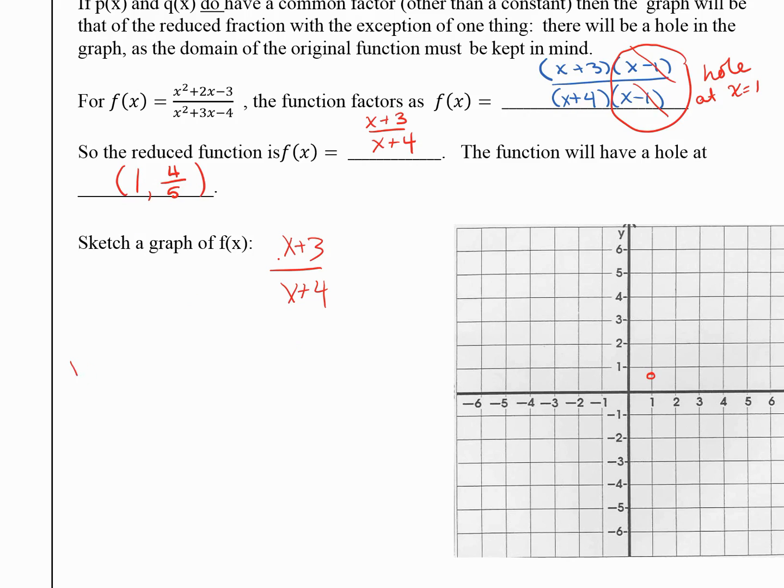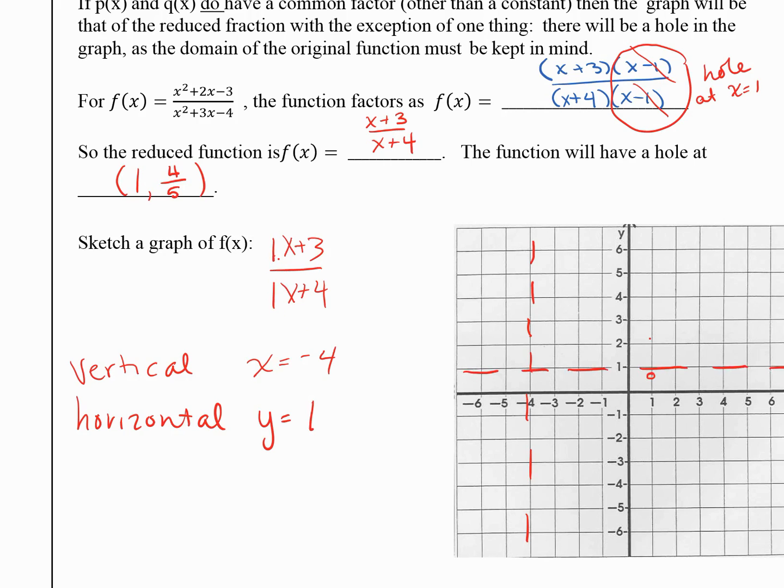Well, so we know vertical asymptote. This is going to happen when the denominator of our reduced function is 0, so that'll be at x equals negative 4. Okay, we know that the horizontal asymptote, since the degrees are the same at the top and the bottom, we would take the coefficient of the top, which is 1, over the coefficient of the bottom. So just 1 over 1, which is 1.